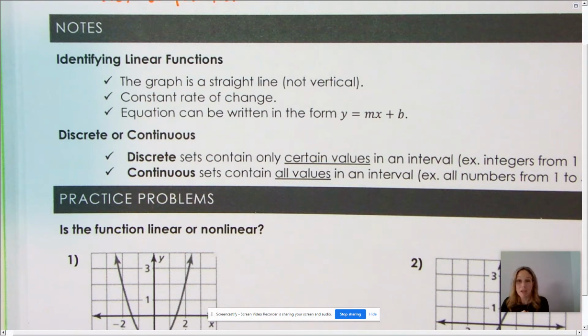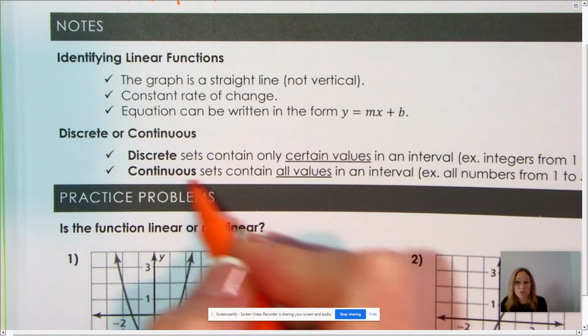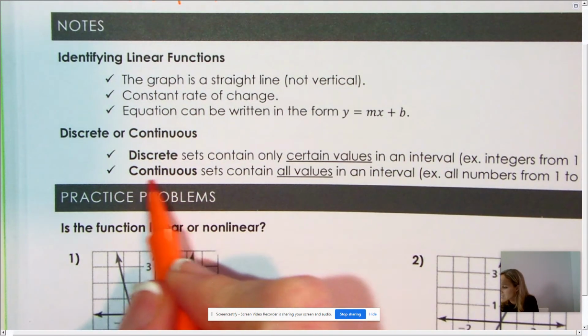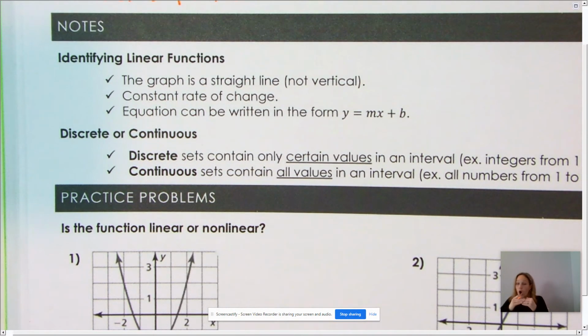But if I'm talking about my height, that would be continuous, right? I didn't, like as a baby, jump from 2 feet to 3 feet, right? I hit every single value in between as I was getting taller and taller and taller. Okay, so that would be continuous. It contains all of the values within a certain interval.